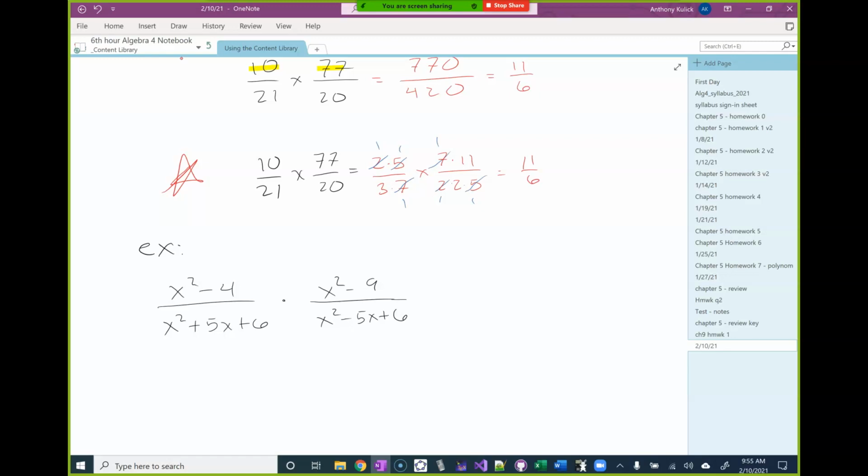Okay. So here we have x squared minus 4x over x squared plus 5x plus 6 times x squared minus 9 over x squared minus 5x plus 6. We'll start by factoring. Everybody's okay? Okay. X squared minus 4, how does that factor? We did this already, didn't we? That was x minus 2 times x plus 2.